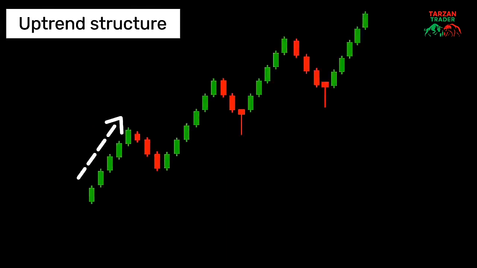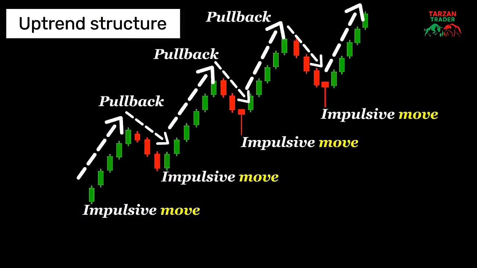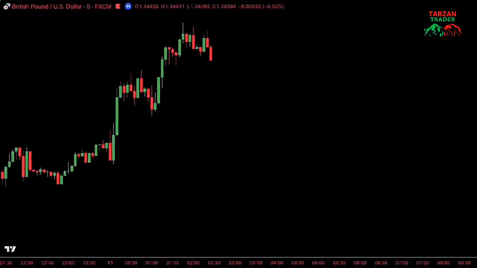First, we have a move upward, where buyers are actively pushing the price higher. This move is called the impulsive move. It reflects strength in the market, because buyers are dominating sellers and driving the price up. Then, after this move, the market does not continue going up immediately. Instead, it starts to move down slightly. This happens because some buyers begin to take profits. As they close their positions, the price temporarily pulls back. This movement is called a pullback, or a retracement. So in an uptrend, the market is constantly alternating between these two phases: an impulsive move upward, followed by a pullback. Now let's look at a chart to understand this better.